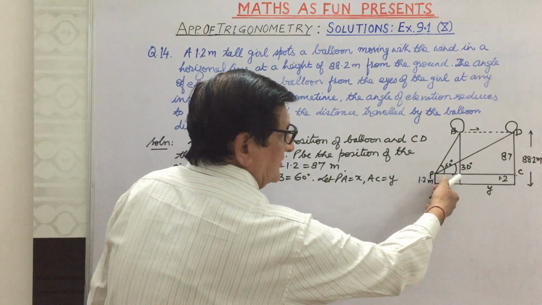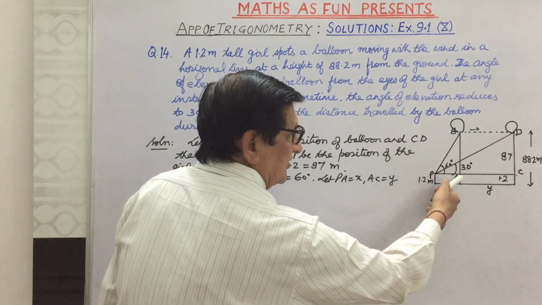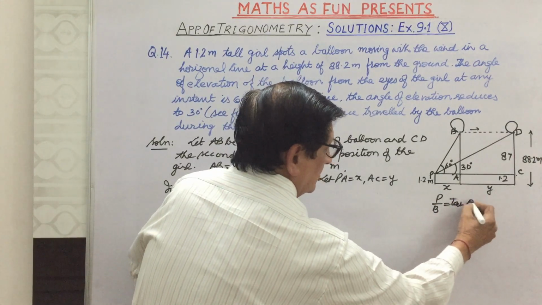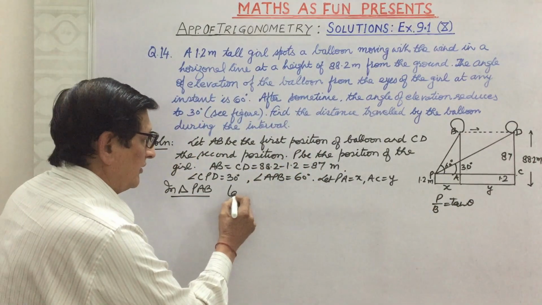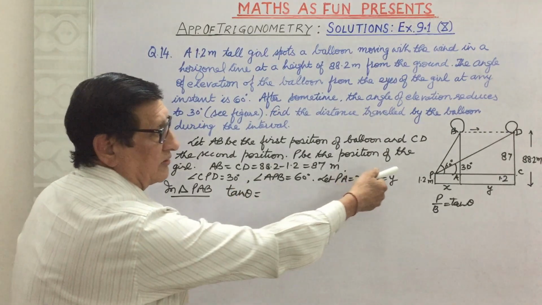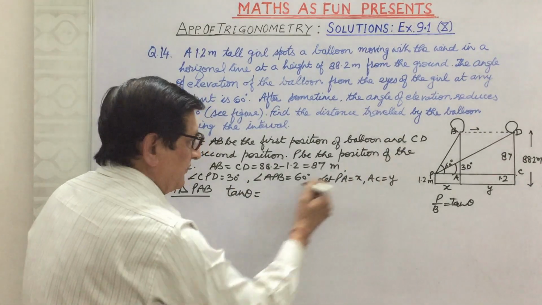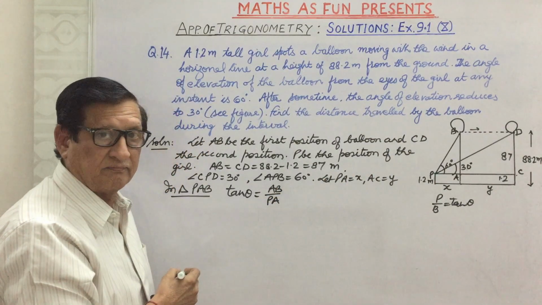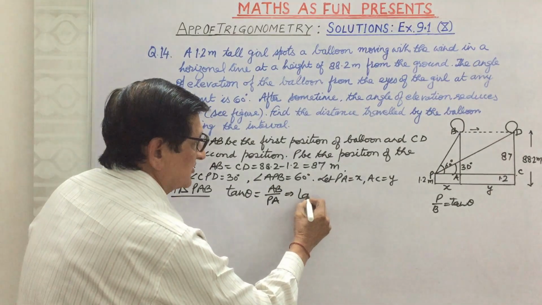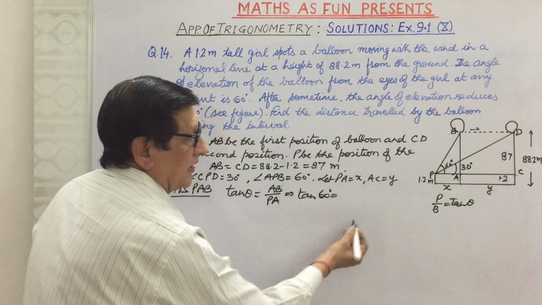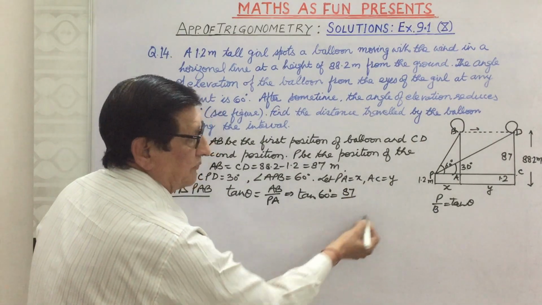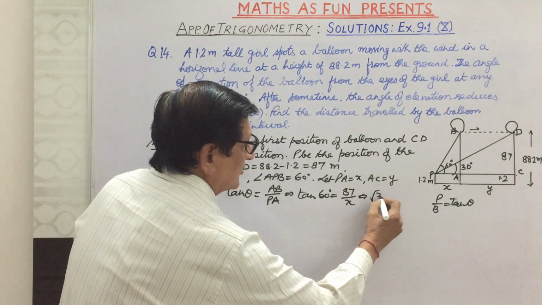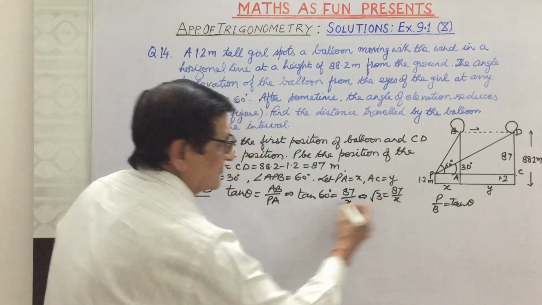We see here that this is the height with us and this distance we have to find. So perpendicular upon base is to be applied, which is equal to tan theta. In this triangle, tan theta is AB, that is the perpendicular, upon PA, that is the base. Theta is 60 degree, so tan 60 is equal to AB, that is 87, and PA is X. We know the value of tan 60 is root 3, so root 3 is equal to 87 upon X.